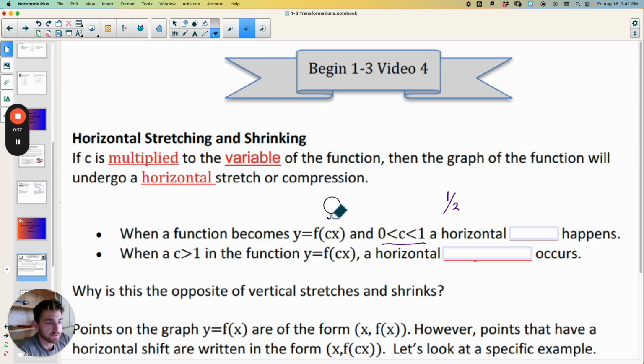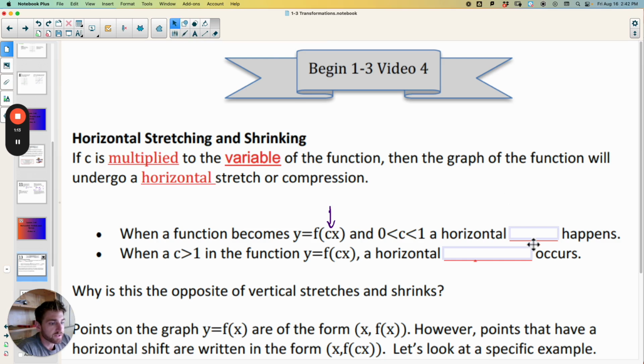Let me just delete these two notes that I have here. So when a function becomes y equals f of c of x, notice what's going on here. We have our variable x being multiplied by a number on the inside of the parentheses. So anytime your variable is multiplied by a number on the inside of those parentheses, this is going to be a horizontal stretch or compression.